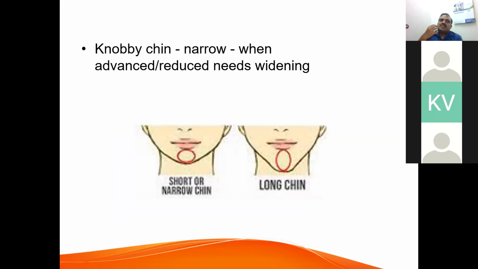Whenever you are planning for a reduction of the chin or an advancement of the chin, sometimes only the advancement will not help such a group of patients. We have to split the chin and widen the chin when you are advancing or setting back. So this knobby chin has to be taken care of when you are going for advancement and setback, whether widening is required or not.